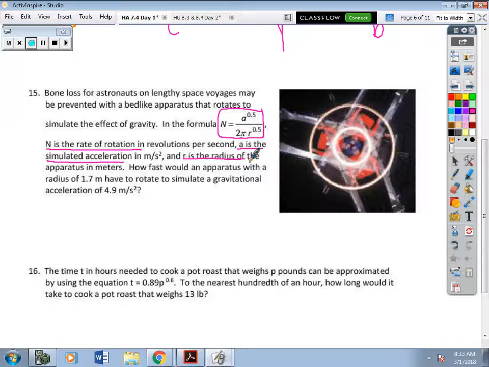So it's important to know what the variables stand for to know when they give you numbers, where am I plugging those numbers in? How fast would an apparatus with a radius of 1.7 meters, so radius is obviously r, have to rotate to simulate a gravitational acceleration of 4.9. So a is the simulated acceleration.